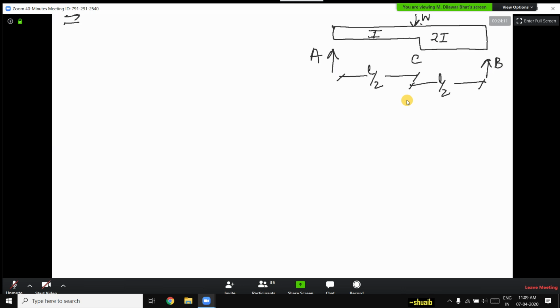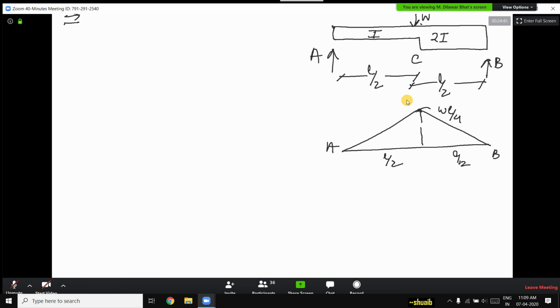Here again, the first and foremost thing is that you have to draw its bending moment diagram. A simple bending moment diagram, it will be a simple beam and a point load at center. It will simply give WL/4 at center, which is at a span of L/2. This is your point A, this is your point B.